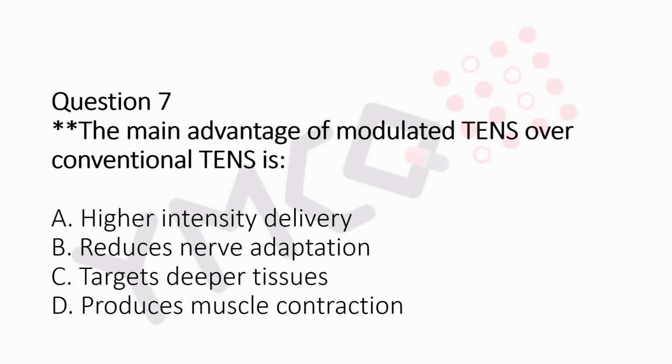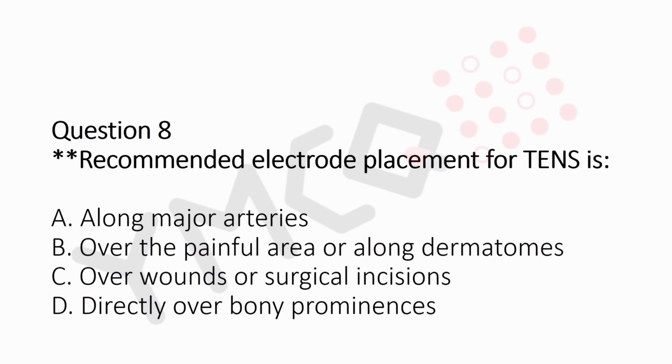And the answer is option B, reduces nerve adaptation. Now let's move to question number 8. Recommended electrode placement for TENS is option A, along the major arteries. Option B, over the painful area or along dermatome.